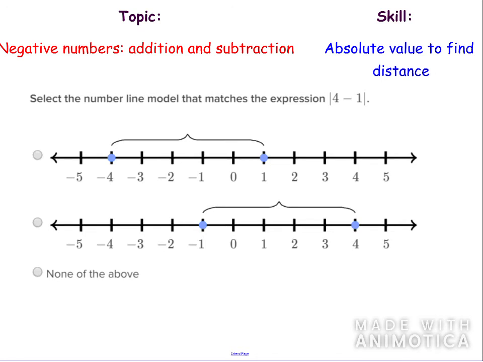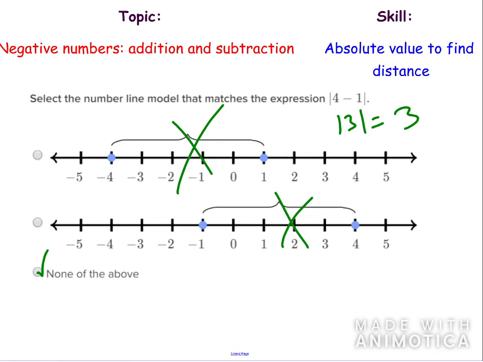Which number line model matches the expression the absolute value of 4 minus 1? Well, 4 minus 1 is 3, so the absolute value of 3 is equal to 3. So which number line shows a distance of 3? This has a distance of 1, 2, 3, 4, 5. That's not true, or it doesn't have a distance of 3. This one has a distance of 1, 2, 3, 4, 5. Also not correct. So in this scenario, none of the above is the correct answer.